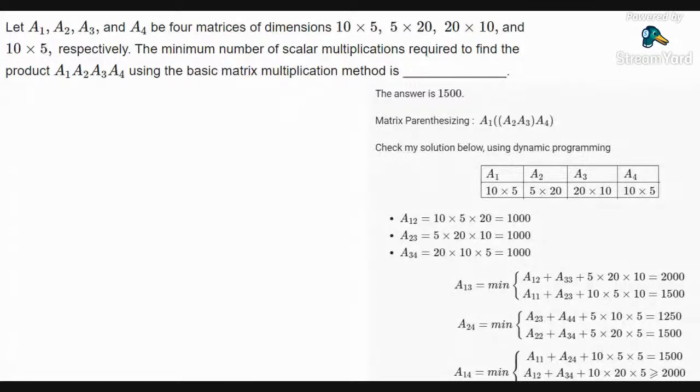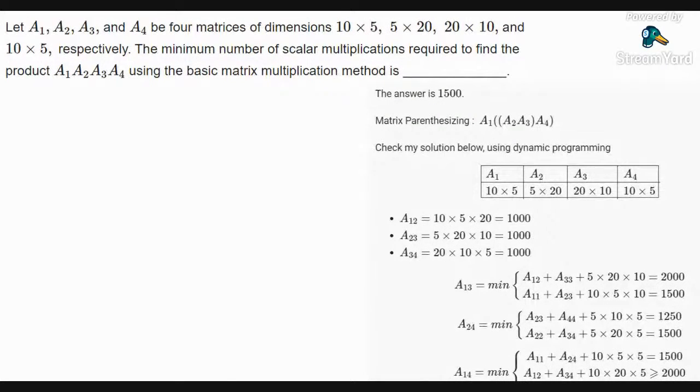4 matrices are given: A1, A2, A3, A4 with dimensions 10 cross 5, 5 cross 20, 20 cross 10, and 10 cross 5 respectively. It is asking for the minimum number of scalar multiplications required to find the product. So we are interested in finding the optimal sequence of matrix multiplication. What is the initialization part? A11, A22, A33, and A44 are initialized to 0 only.